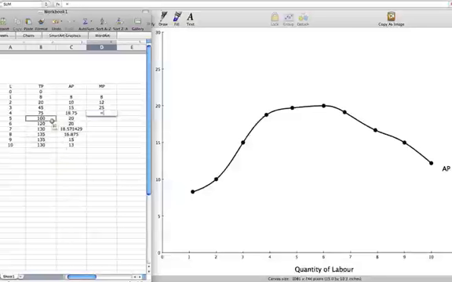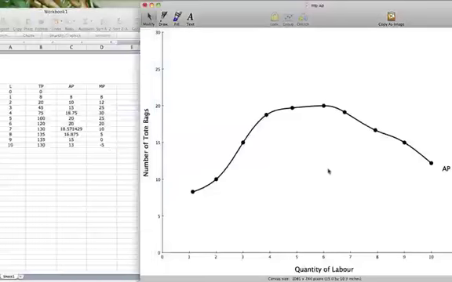We can repeat the same procedure for all of the other units of labor. We can see that our marginal product initially increases and begins to decrease. Eventually, marginal product becomes negative. Let's plot these points on the same graph as our average product.